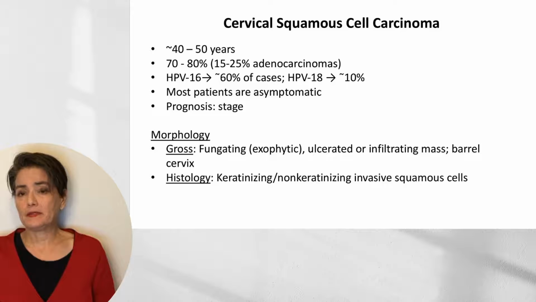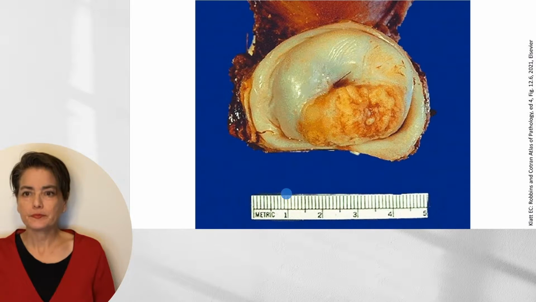Histologically, we may see either keratinizing or non-keratinizing invasive squamous cells. So let's take a look at our growths first. Here you can see this is a hysterectomy specimen. This is the ectocervix, and here on this lip, you can see this roughened lesion on the ectocervix.